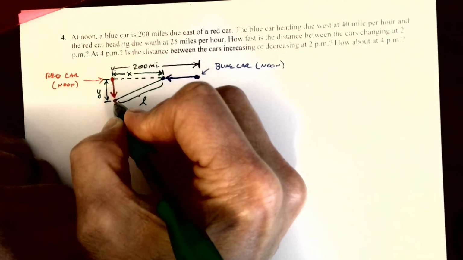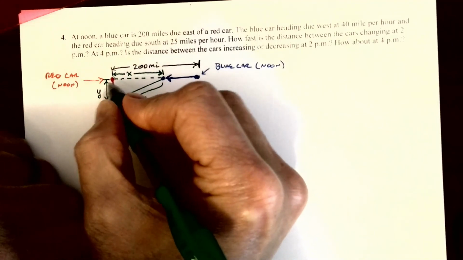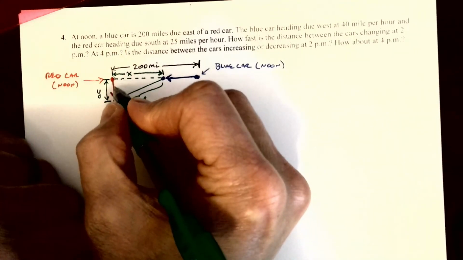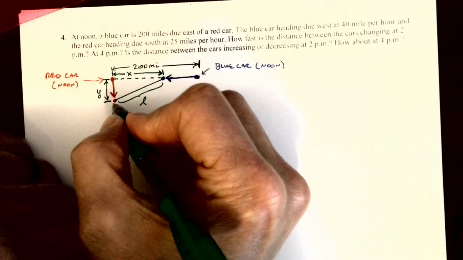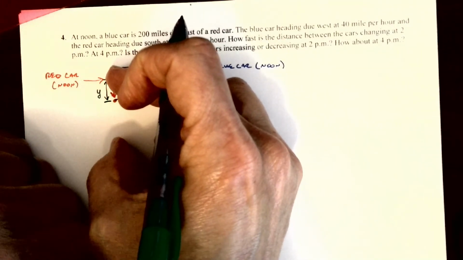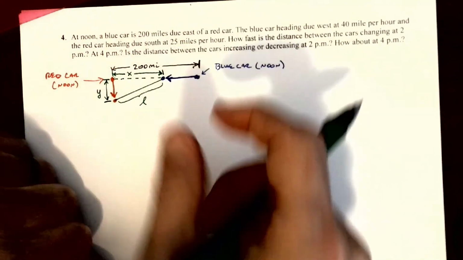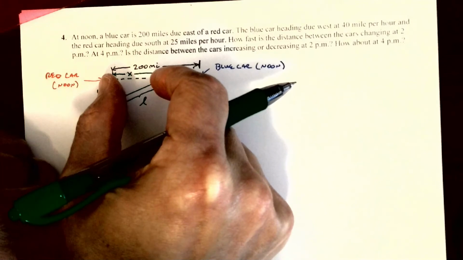Y gets bigger. I know you might be thinking, hey, we're going down. Isn't it negative? No. Y is just the distance. It's never negative. It's how far this thing has traveled. So as the red car moves further and further south, y is just getting bigger and bigger and bigger. So that distance is increasing. But x is clearly doing what? Getting smaller and smaller and smaller.